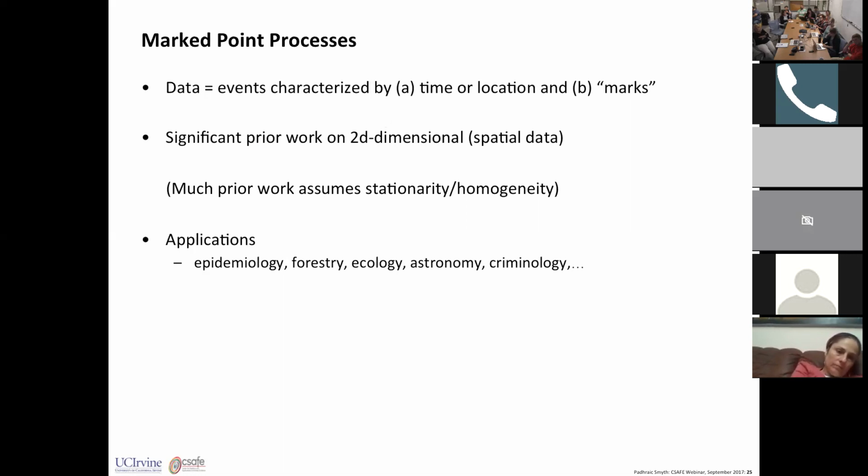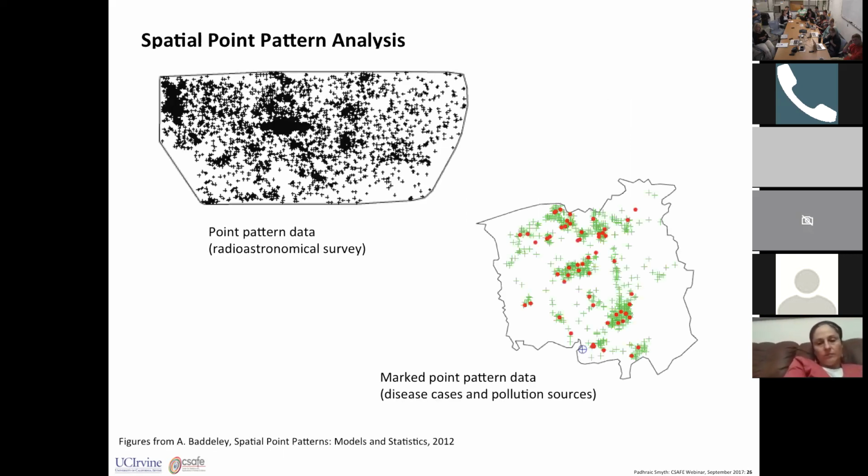But in addition, one-dimensional and sometimes three-dimensional data. A lot of the prior work assumes that the data are stationary or homogeneous in space or time, which is not going to be the case for us. And the applications historically are things like epidemiology or forestry or astronomy, a little bit in criminology, looking at spatial patterns of where crimes occur and so forth, but not so much in areas like forensics that we're aware.